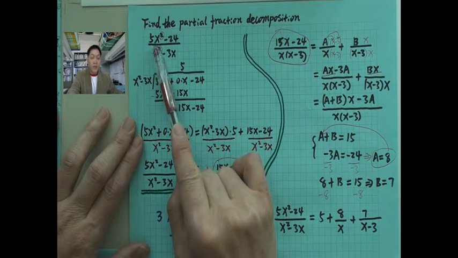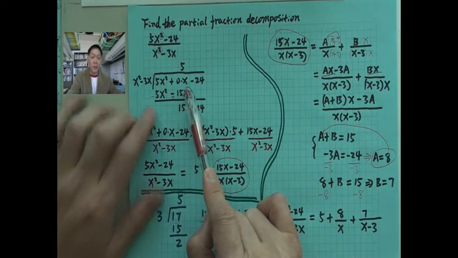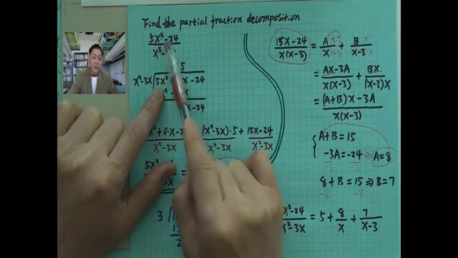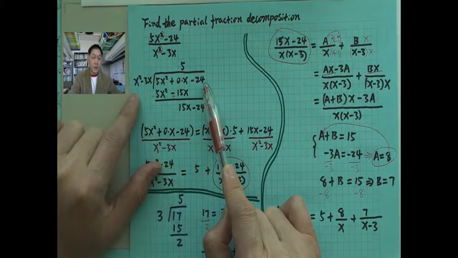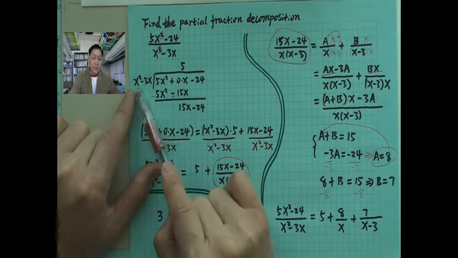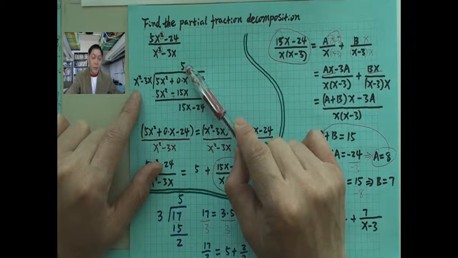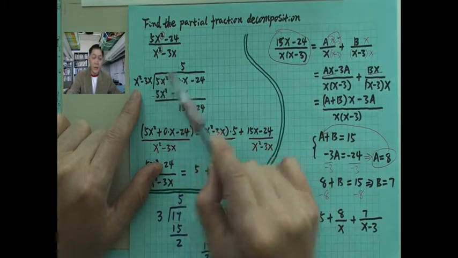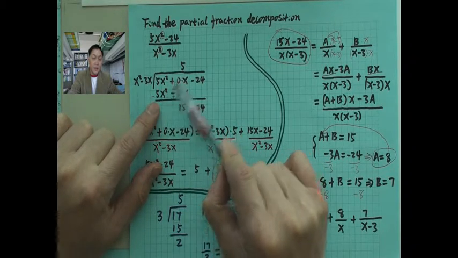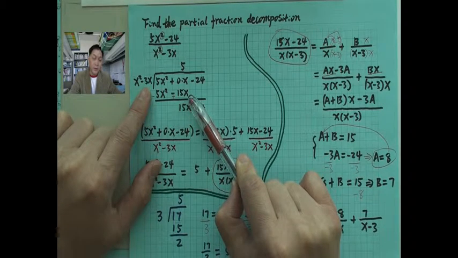Here is 5x squared minus 24. The x term is missing, so you want to put 0x here, and then 5x squared minus 24. Downstairs is x squared minus 3x, so you leave it like that. You do the division. You want to eliminate 5x squared, so 5 times x squared is 5x squared. 5 times negative 3x is negative 15x.